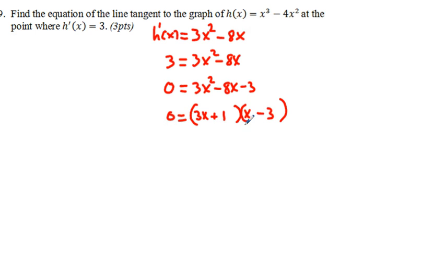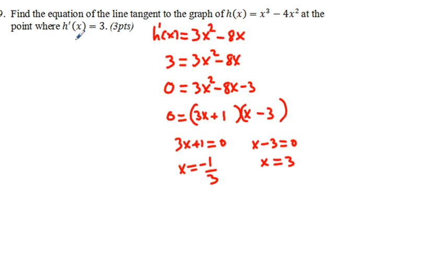So I think we have negative 3x plus x. So this is going to work. So we have 3x plus 1 equals 0, and x minus 3 equals 0. So we have x equals 3, and if we solve for x here, we'll subtract 1, and we'll have x equals negative 1/3.